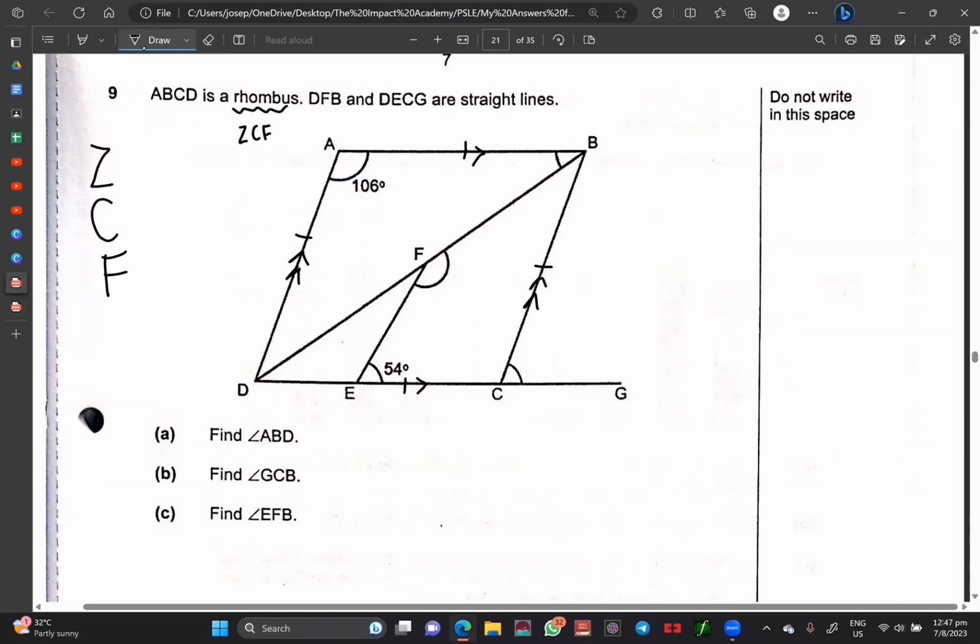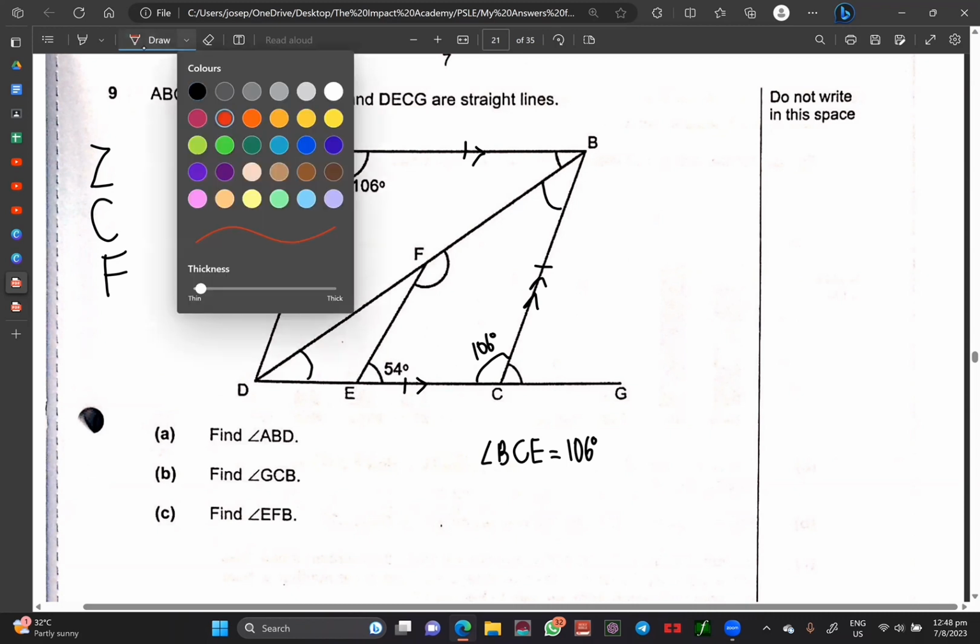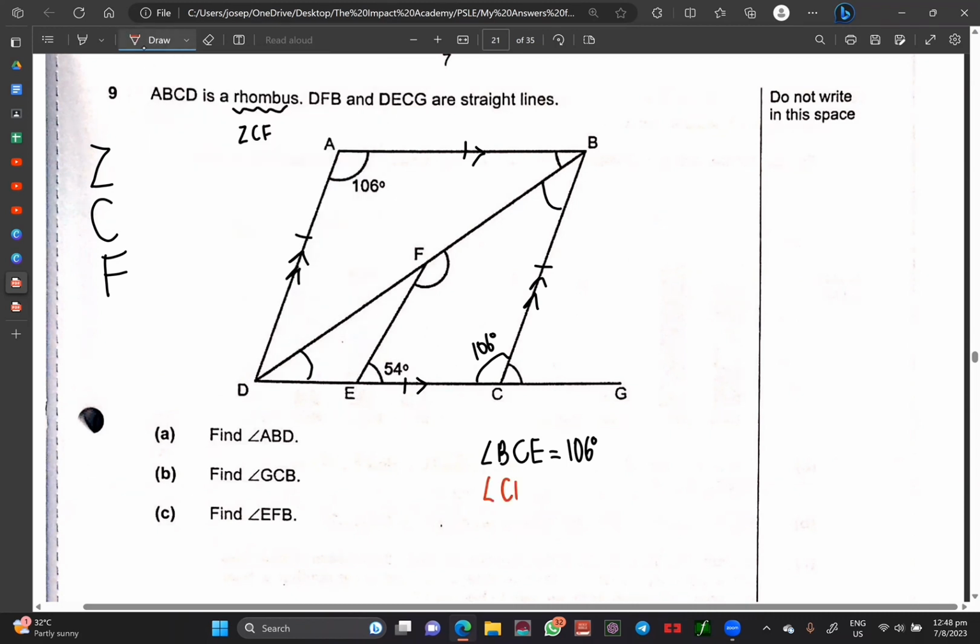And when you see something like this, if I were to halve the rhombus, then I will get two isosceles triangles, isn't it? Because I know that this is 106 degrees, that is simply angle BCE, equal to 106 degrees. What I can do is find out what this and this are over here. So I want to say that angle CBD is equal to angle CDB, which is equal to 180 degrees minus 106 degrees. And then what do I want to do?